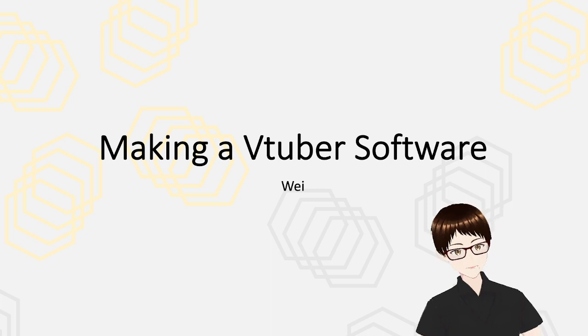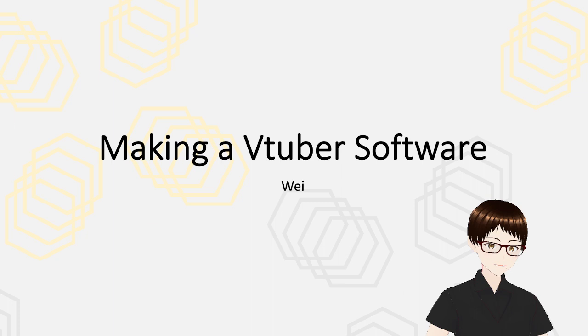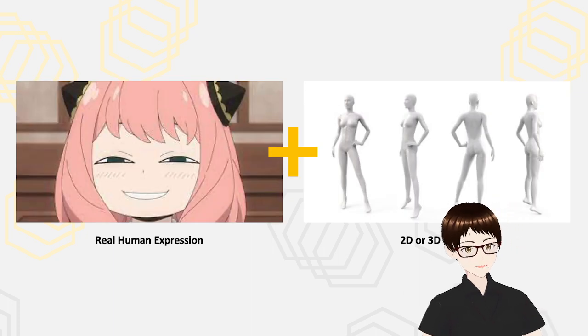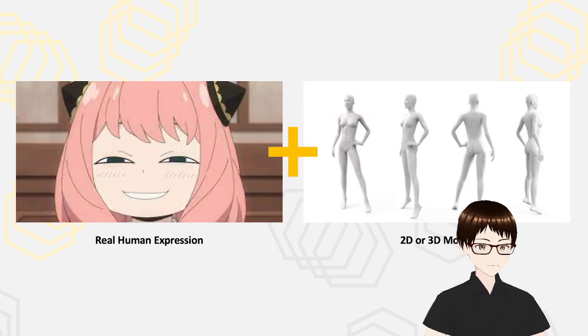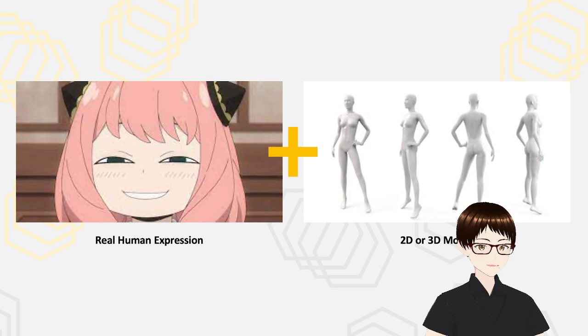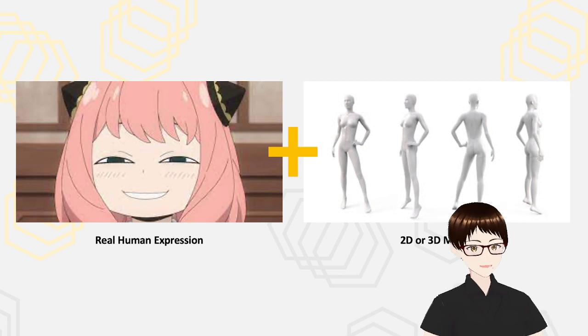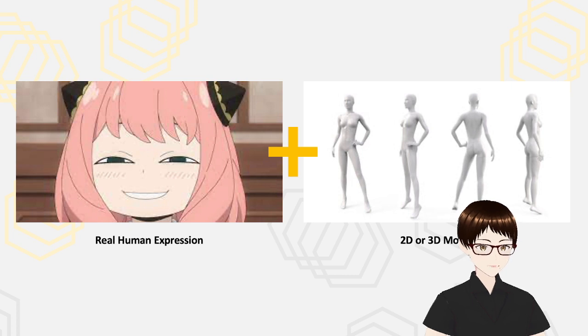So making a VTuber software might be a lot easier than you may think. All you'll need is a real human with a face expression, and you will need some kind of mechanism to extract the face expression information and turn that into a kind of data that can be combined with your 2D or 3D model. Right, so here we're going to show you an example with a 3D model.